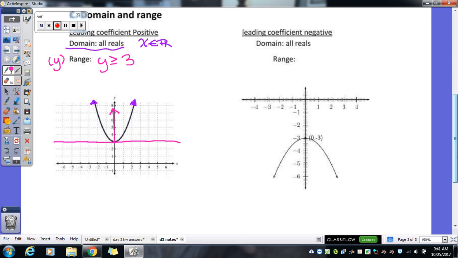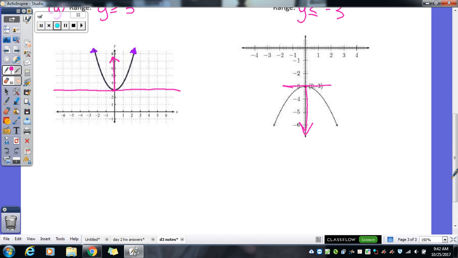Over here for the other one, though, we got a graph that's pointing downwards. So again, your domain is still all the real numbers. It's going to be every single x value that exists. However, our range this time is everything lower than that number. So Y is less than or equal to negative 3 because it's going down. All right.